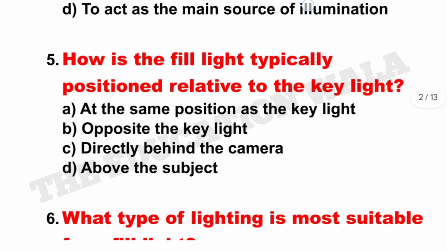Question number 5. How is the fill light typically positioned relative to the key light? Option A: at the same position as the key light. Option B: opposite the key light. Option C: directly behind the camera. Option D: above the subject. The right answer is opposite the key light.